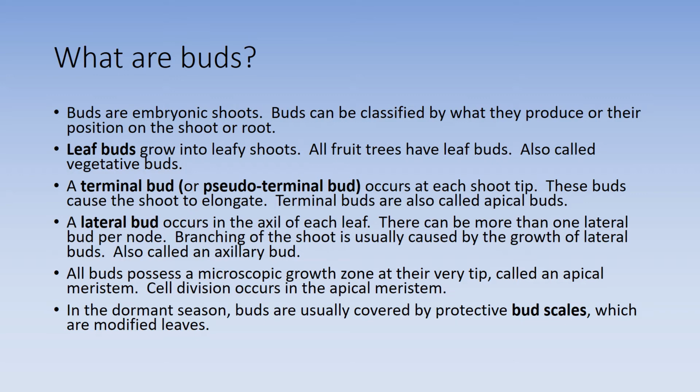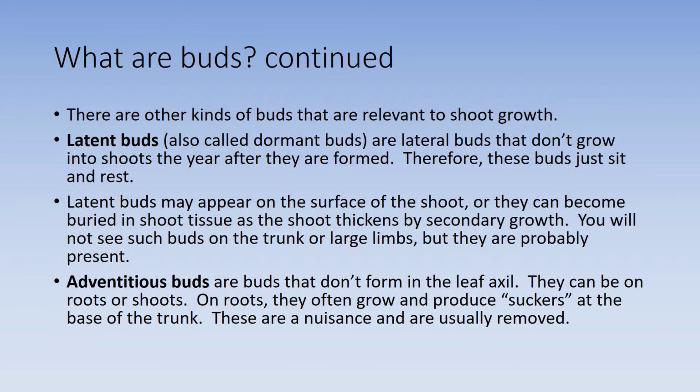In the dormant season, buds are usually covered by protective bud scales, which are modified leaves. There are other kinds of buds that are relevant to shoot growth. Latent buds, also called dormant buds, are lateral buds that don't grow into shoots the year after they are formed. Therefore, these buds just sit and rest.